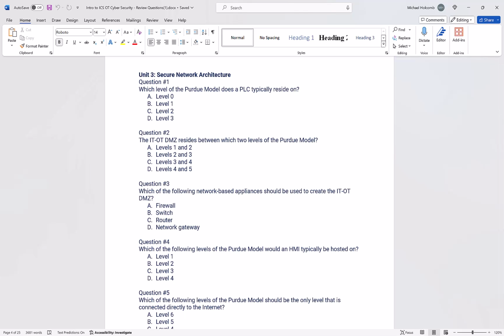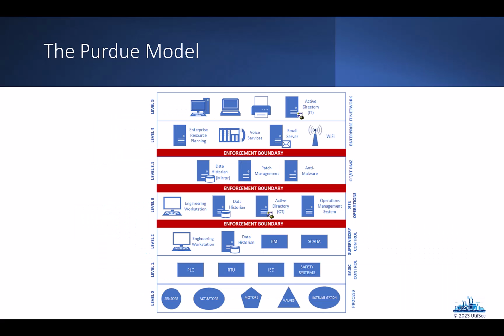Question 2, the IT/OT DMZ resides between which 2 levels of the Purdue model? Remember, when we look at that DMZ we create between the IT network and the OT network, and you can see it here, we talk about level 3.5 because it sits between 3 and 4. Remember, 4 and 5 are IT, and 3 and below are OT. So if we're going to stick a DMZ in between the 2, that's what we call level 3.5.